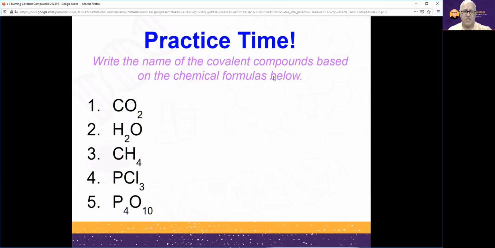The first one is carbon and oxygen. Those are nonmetals. It's covalent. Second one, hydrogen and oxygen, nonmetals, covalent compound. Carbon and hydrogen, nonmetals, covalent. Phosphorus and chlorine, phosphorus and oxygen. These are all covalent compounds. So you can pause the video with this up on the screen and do these practices, and then we'll come back and we'll check them together.